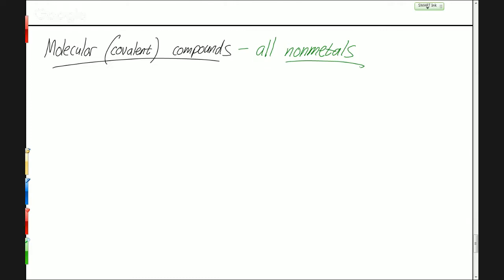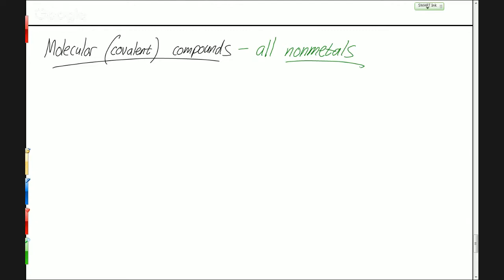Now, that's not entirely true over chemistry. There's plenty of ways that metals can covalently bond and form molecules, but for our purposes of naming, we're going to say that if there's a metal involved, it's an ionic compound, and it gets all those rules that we've just been talking about. If there are no metals involved, we call it a molecular compound, and we use a different set of naming rules.